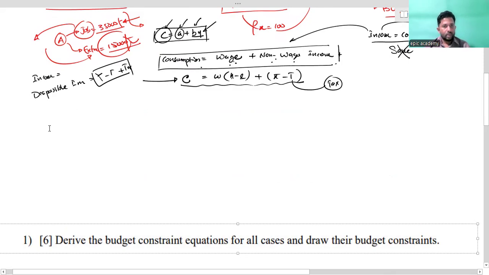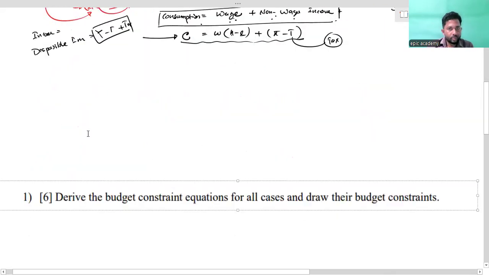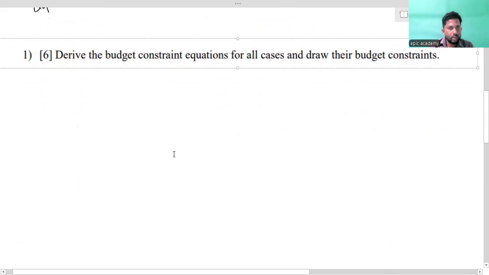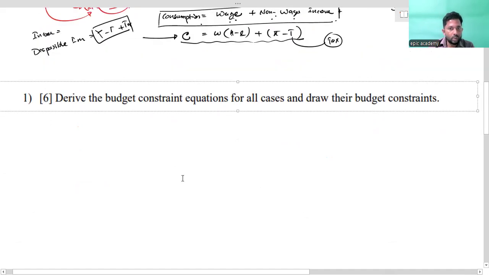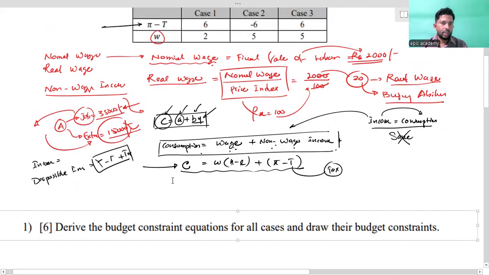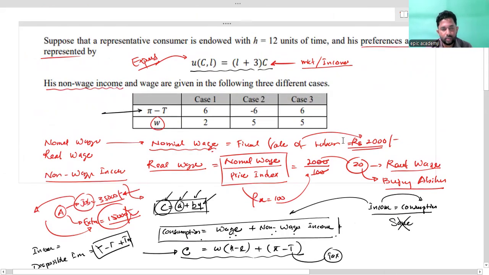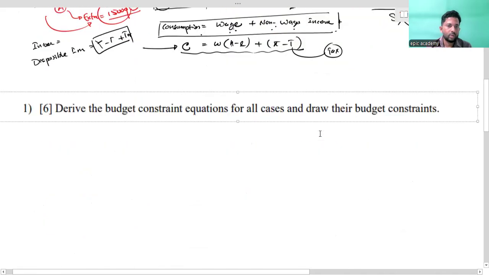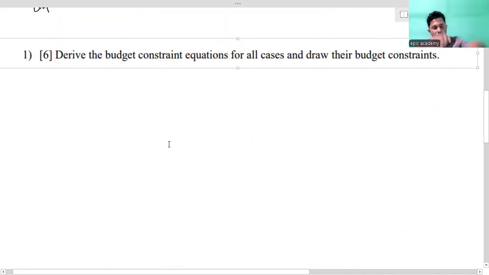Right. Question number 1: derive the budget constraint equation for all cases and draw their budget constraints. Actually, you can identify 3 cases here. In the first case, the real wage rate W is 2 and non-wage income is 6. But case 2 is different, and case 3 is also different. So we have to create the budget constraint.